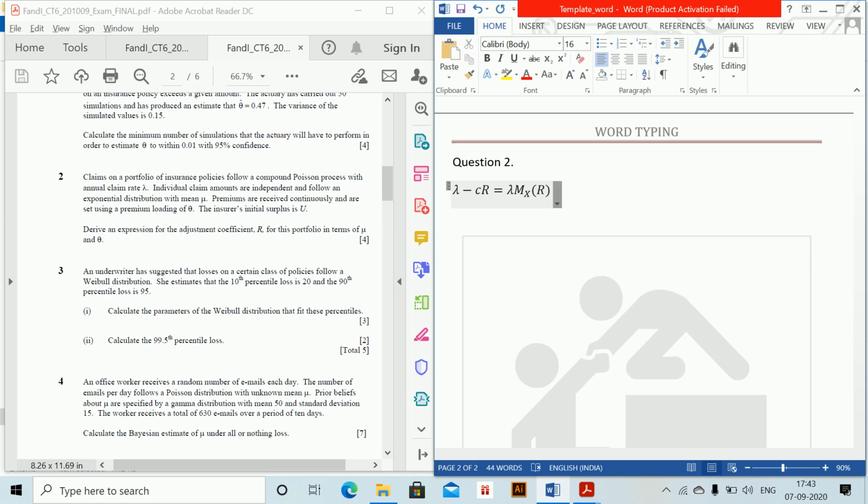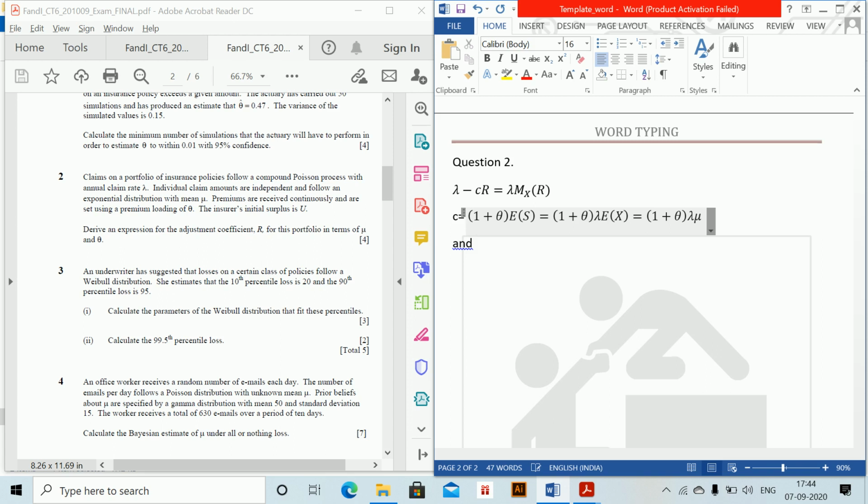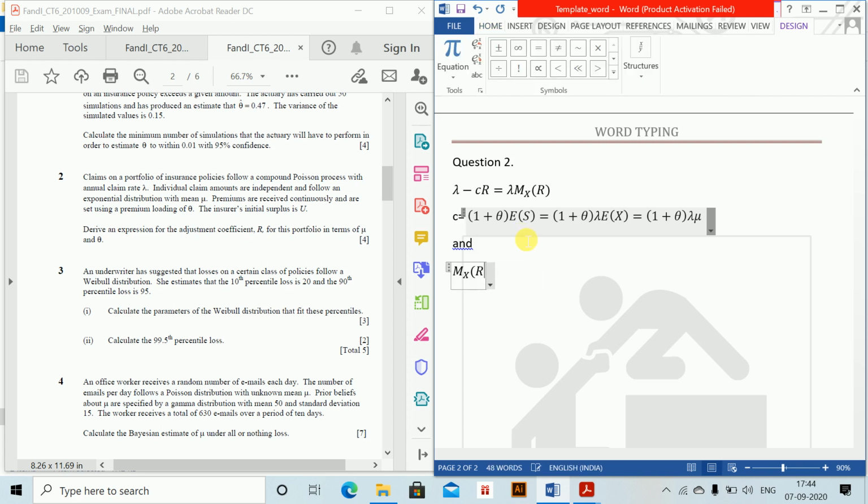Okay, and then we have c equals 1 plus theta into the expectation of S, which equals 1 plus theta into lambda into the expectation of X, which equals 1 plus theta into lambda mu, and M_X(r) equals (1 minus mu r) to the power of minus 1.